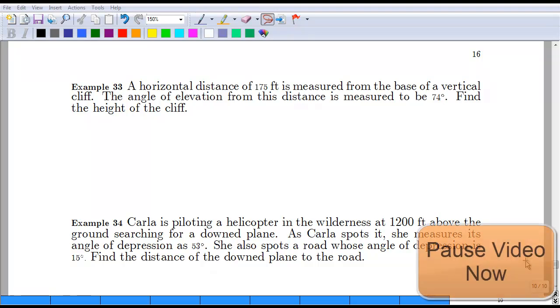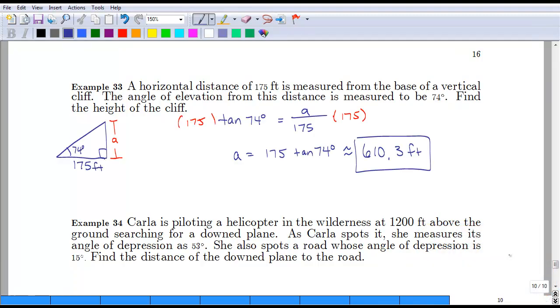So I want you to pause the video and try this example, then resume to find the correct answer. You should have drawn the picture with the angle of elevation as 74 degrees, and again it tells you that the horizontal distance from the base is 175 feet. We want to find the height of this cliff.